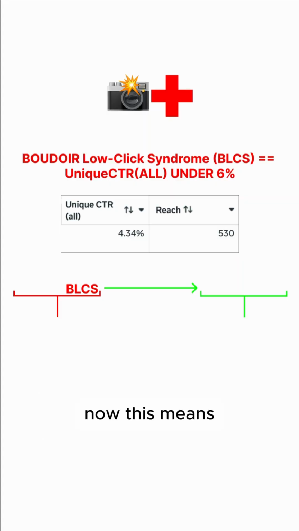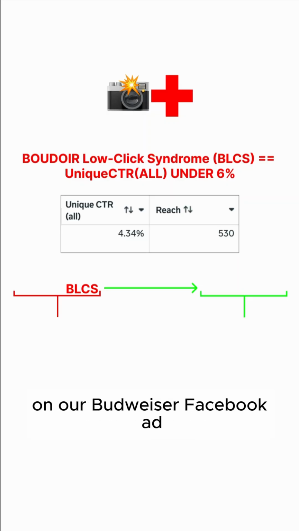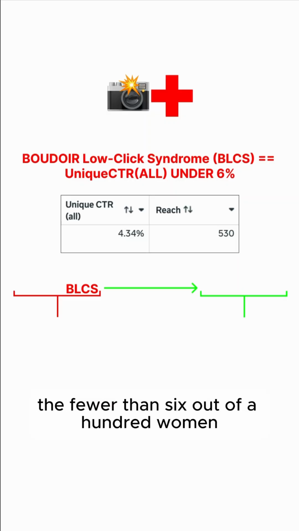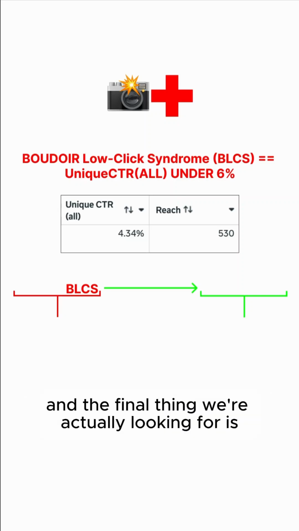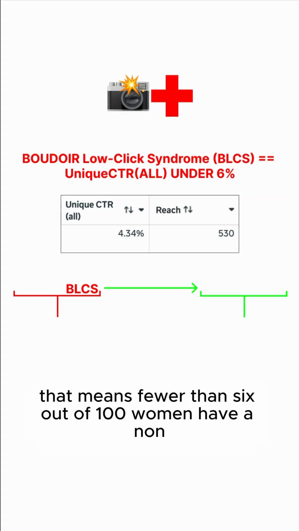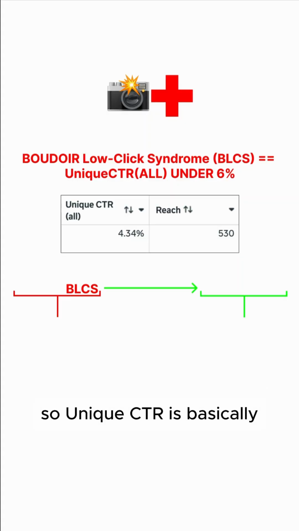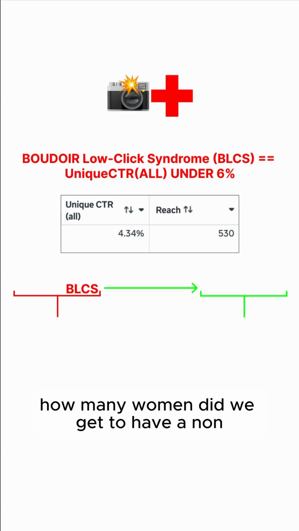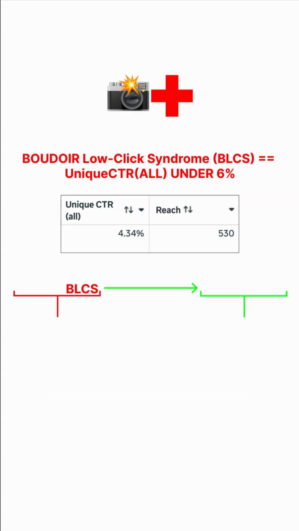Now, this means fewer than 6 out of 100 women are clicking somewhere on our Boudoir Facebook ad, which means that our ad has actually entered the brain of fewer than 6 out of 100 women. And the final thing we're looking for is that fewer than 6 out of 100 women have a non-zero chance of buying from us. So unique CTR all is basically how many women out of 100 did we get to have a non-zero chance of buying from us. That's literally what it is.